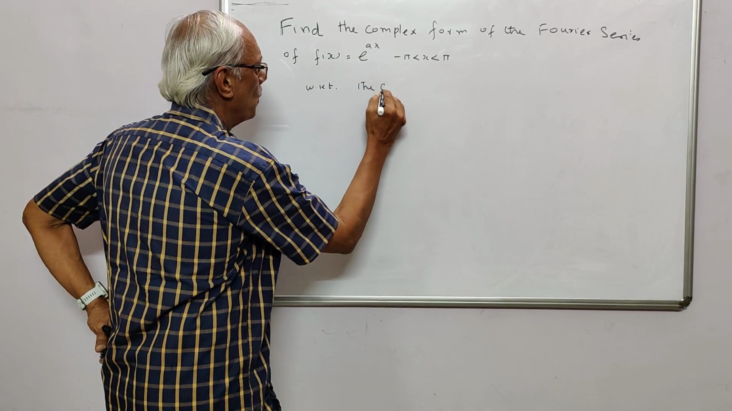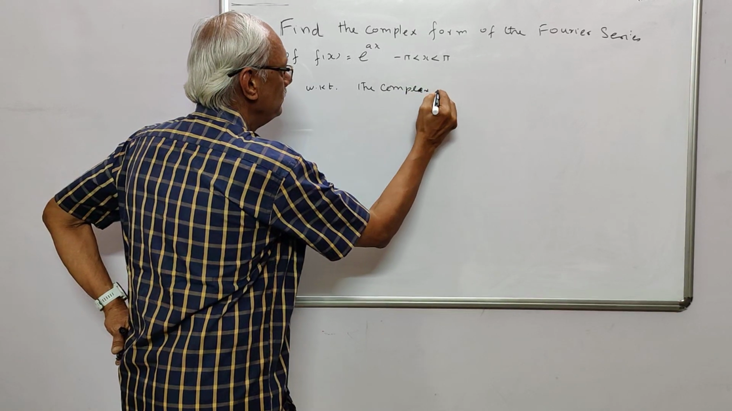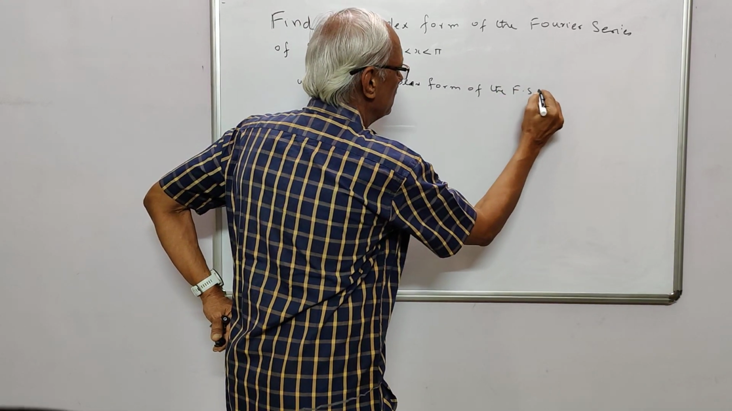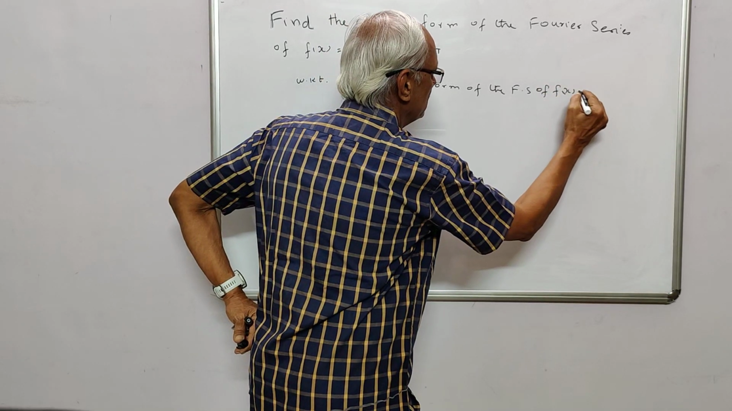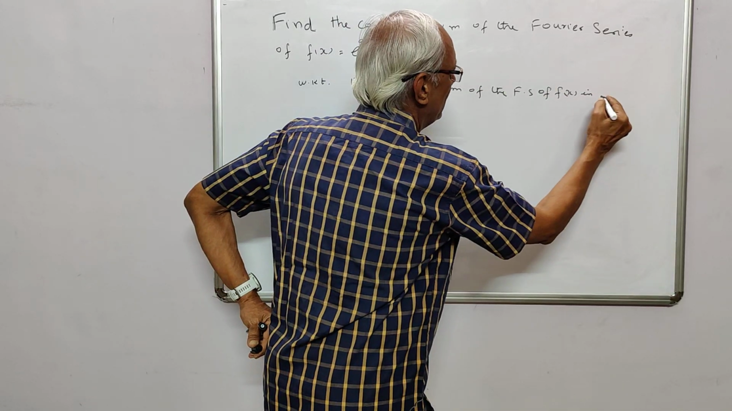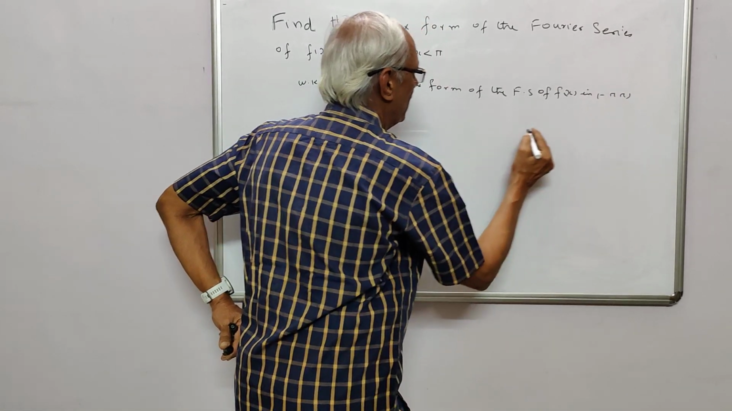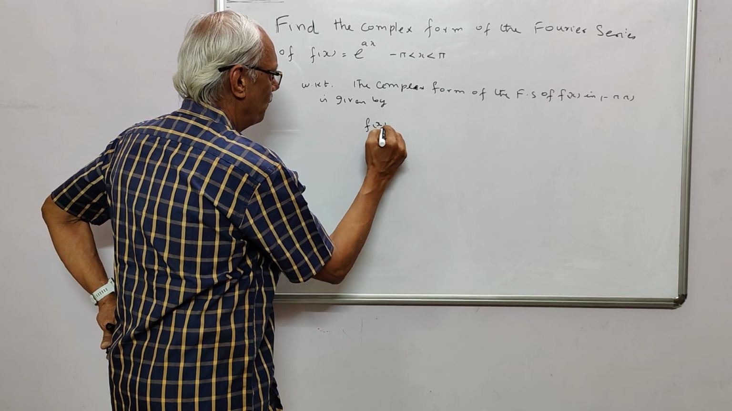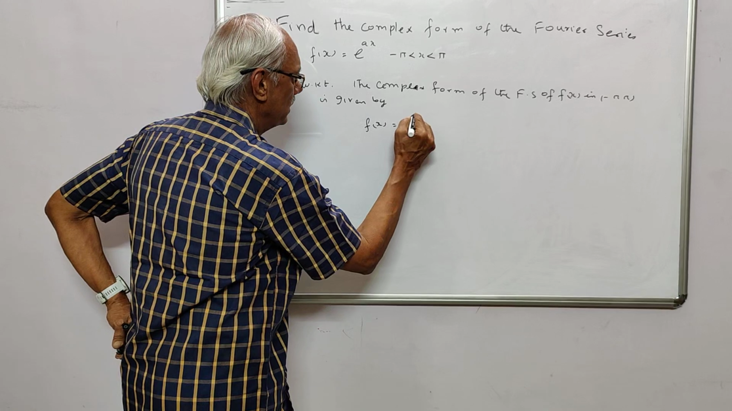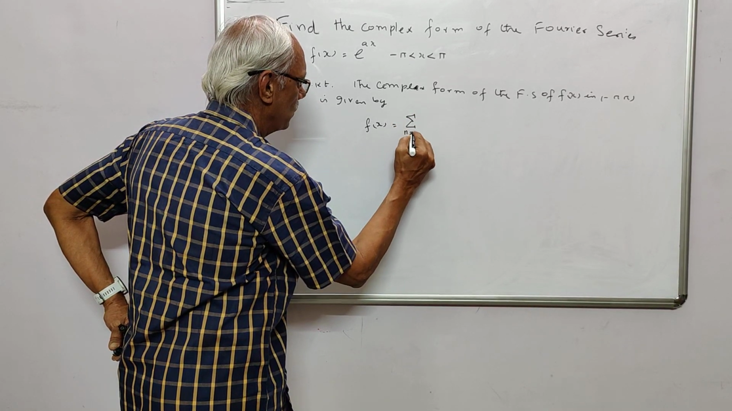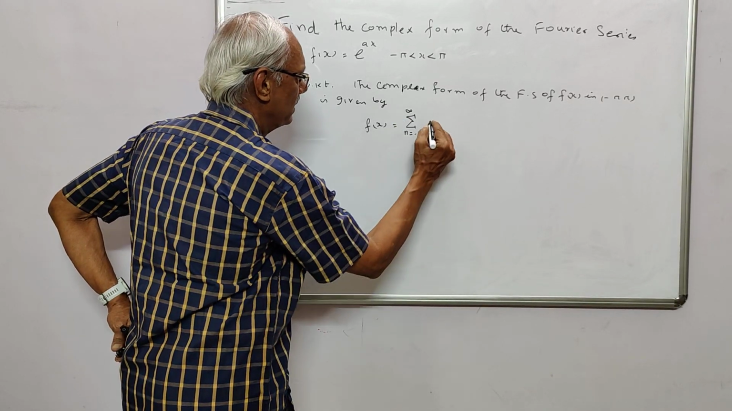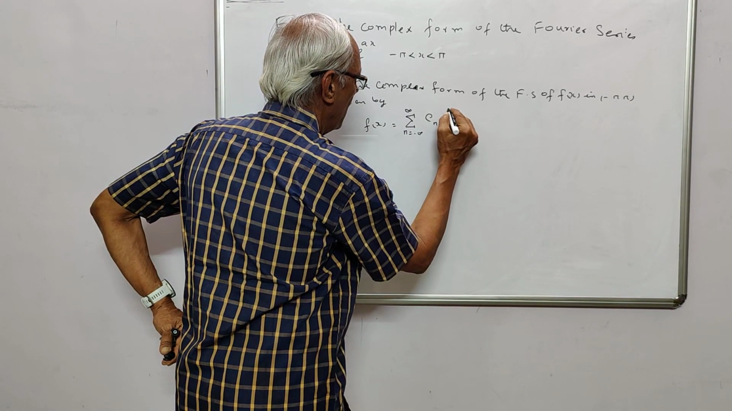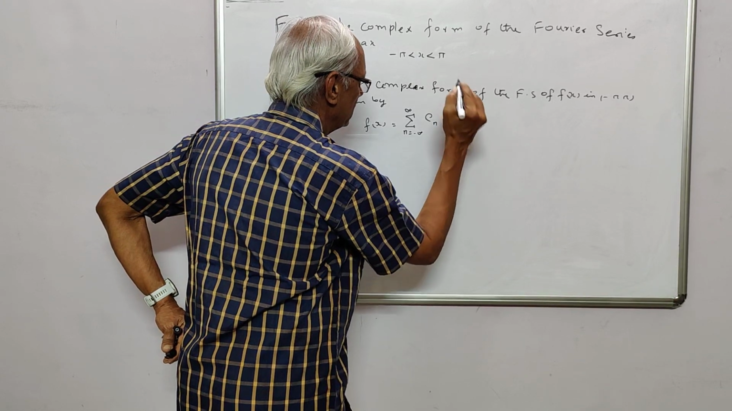the complex form of the Fourier series of f of x, whatever interval is given, we will take it to be in minus pi to plus pi, is given by f of x is equal to the sum from n is equal to minus infinity to plus infinity of Cn e to the power of i n x.